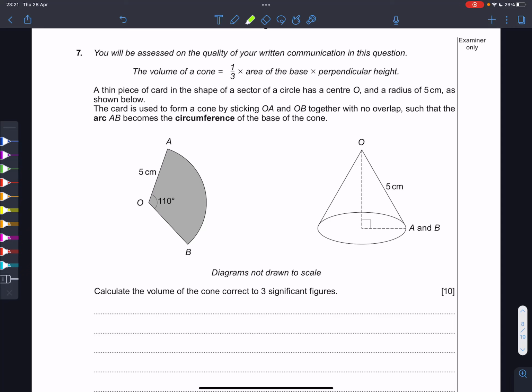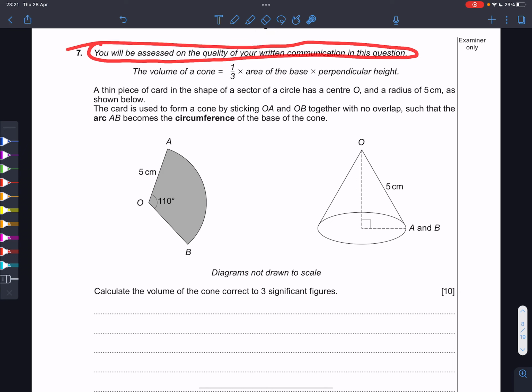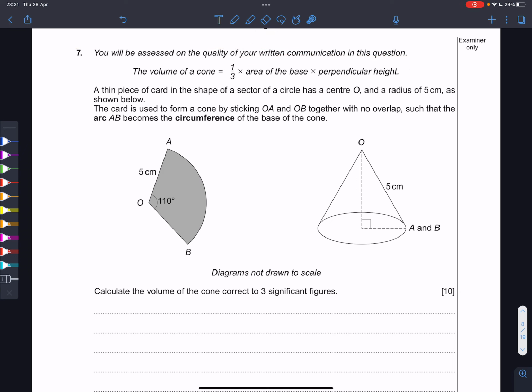Okay, big question here. We've got a 10 marker, so it's a fair amount to do. Also, you'll be assessed on the quality of written communication, so you've got to think about the way you write this. They've actually given you a formula to start off, which means that at some point we're going to be using the volume of a cone. Okay, so at some point we know that we are going to be using this.